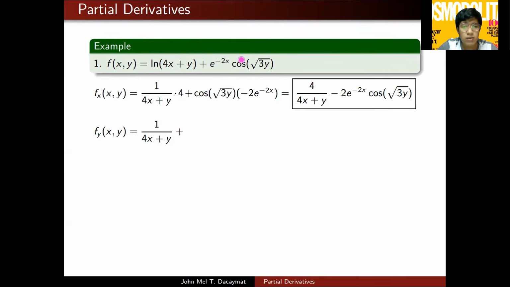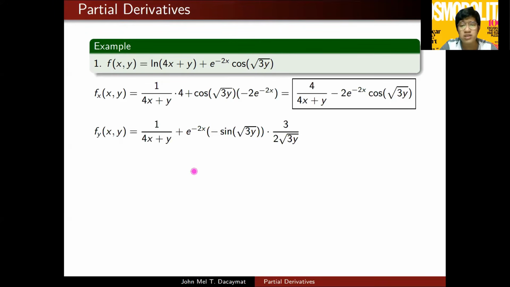Dito naman sa ating second term, itong e to the minus 2x yung constant, so labas ko muna siya. Tapos ito yung may variable y, so ito yung i-differentiate ko with respect to y. But ang derivative ng ating cosine is negative sign. Tapos derivative ng nasa loob, chain rule tayo. Ang derivative ng square root is 1 over 2 square root. So derivative ng square root of 3y is 1 over 2 square root of 3y. Tapos, derivative pa nung 3y, which is 3. Okay? Again, ang derivative ng cosine, tapos nasa loob, yung square root, tapos nasa loob pa ng square root.